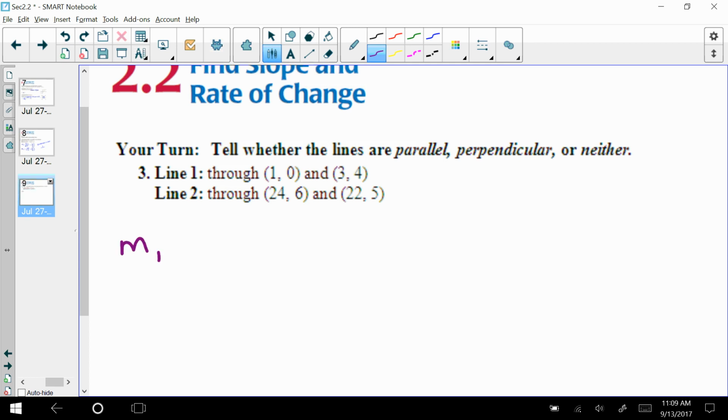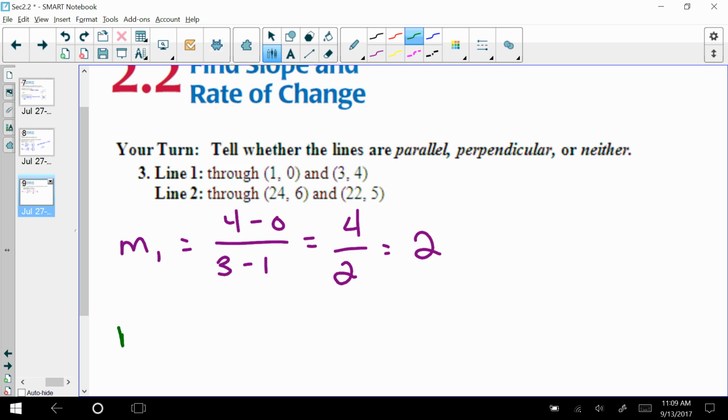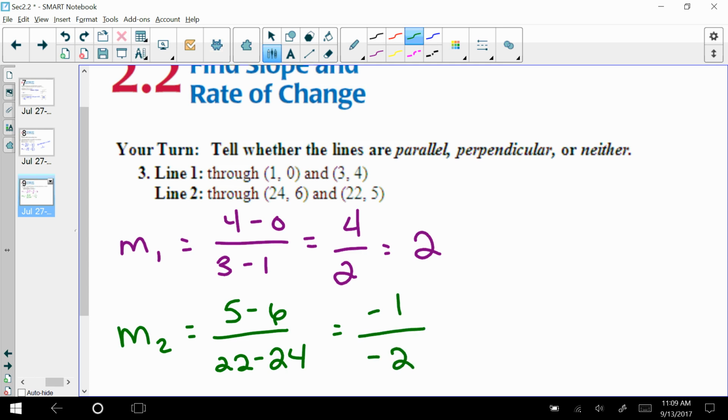So the slope of the first line equals y2 minus y1 divided by x2 minus x1. So the slope of the first line is 4 over 2, which is equal to 2. The slope of the second line is equal to 5 minus 6 divided by 22 minus 24, which is equal to -1 divided by -2, which, if we simplify that, is 1/2.